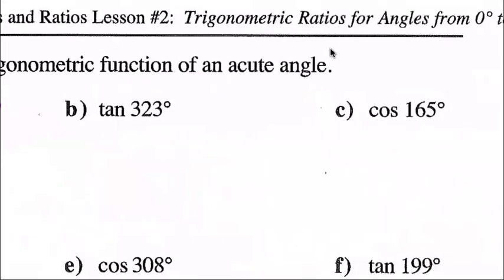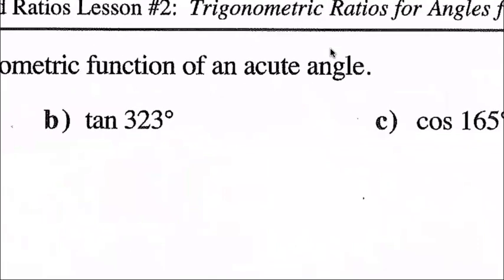Question B, tangent of 323 degrees. Here's my grid. 323 is going to finish down here in quadrant 3 somewhere. Oh, no, sorry. 323, I read that totally wrong. I read 2 something. 323 should end over here somewhere. So that's in quadrant 4. In quadrant 4, C, cosine is positive, so tangent is going to be negative. So I know my answer is going to be negative.